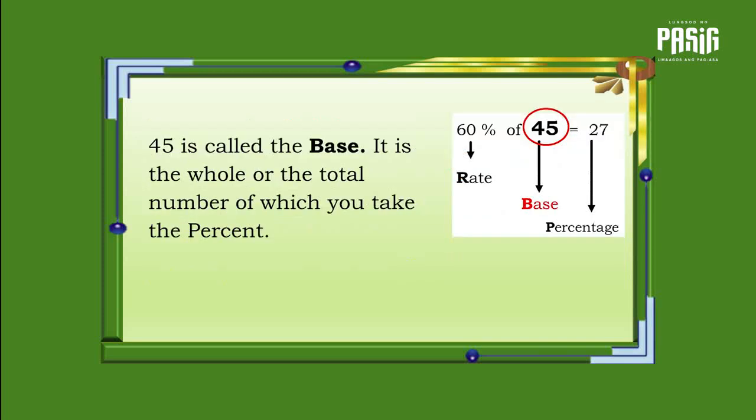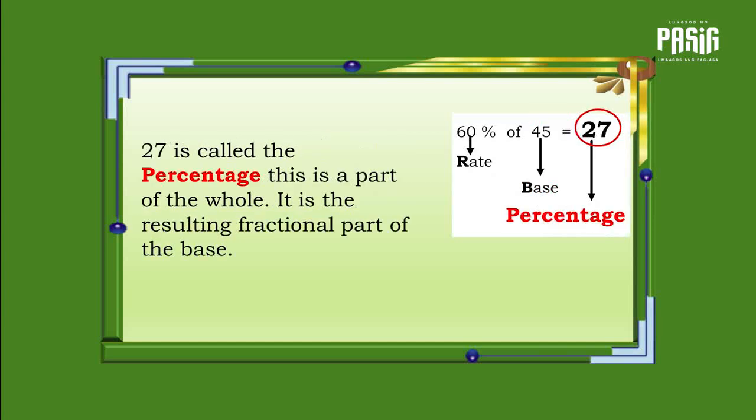Next, 45 is called the base. It is the whole or the total number of which you will take the percent. Here it is, 45. This refers to the total number. And 27 is called the percentage. This is a part of the whole. It is the resulting fractional part of the base. So I hope that everything is clear when it comes to identifying which one is the rate, the base, or the percentage in the given problem.